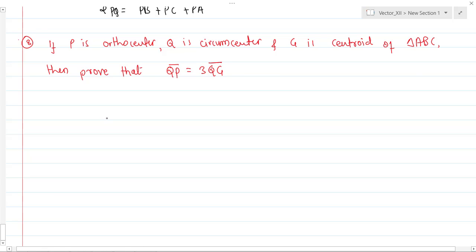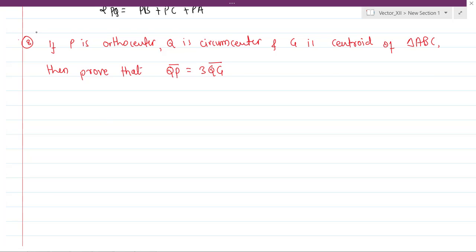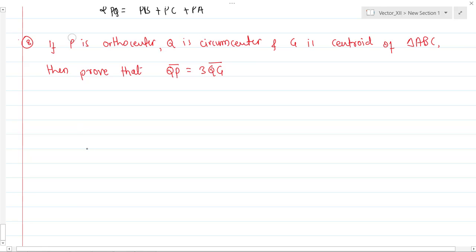Let's start this. Now you know the definitions of the orthocenter, circumcenter and the centroid, and I have already told you how the centroid divides the segment between orthocenter and circumcenter. So if this is the orthocenter O, this is the centroid and this is the circumcenter.